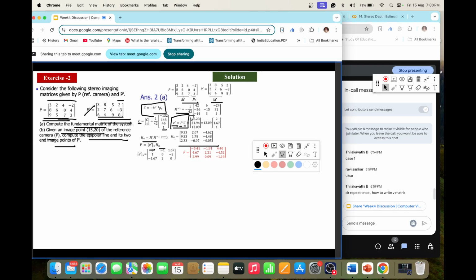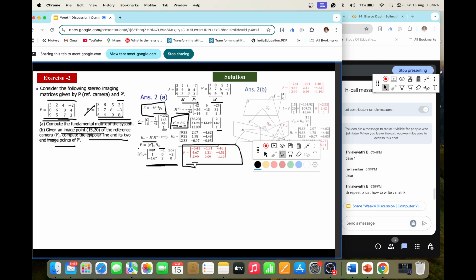So E dash is found in this form, but again you do the previous thing that I have told you. You convert this E dash to a skew symmetric matrix first, and then multiply it by H or H pi, whatever you call it. E dash into H pi is nothing but your fundamental matrix. So you will be forming your fundamental matrix. Okay. And what about the second question?